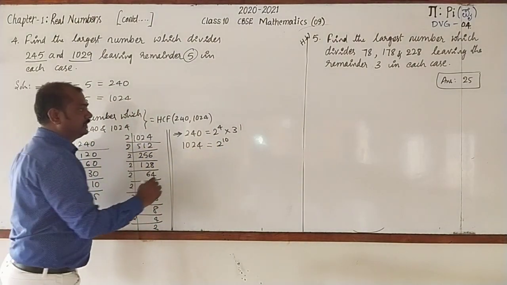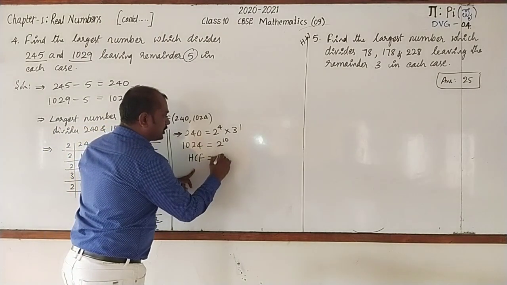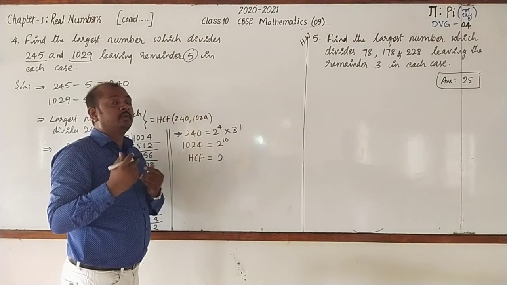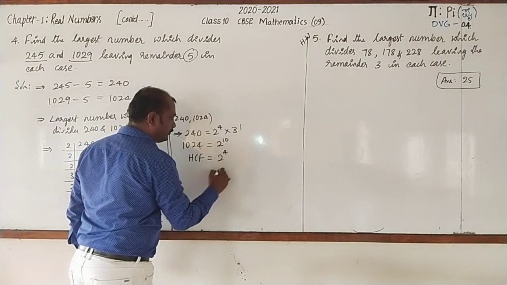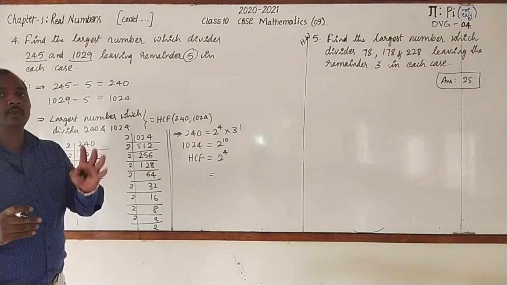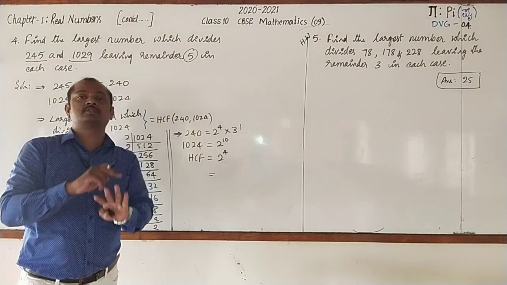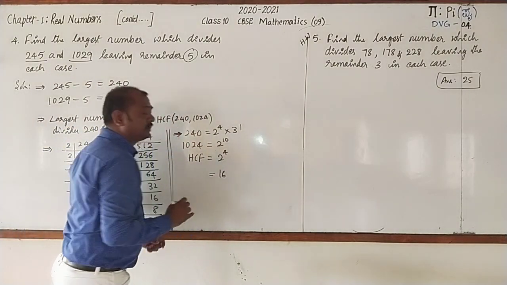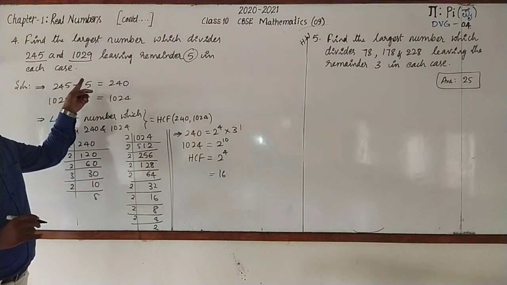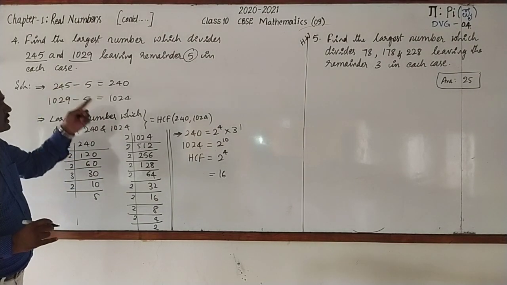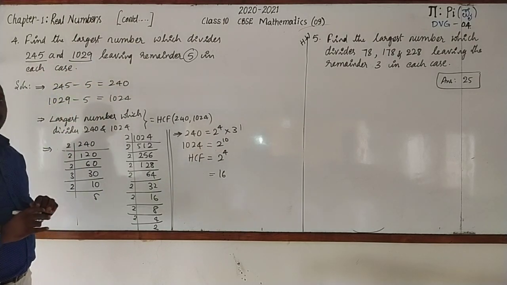We want the HCF. HCF is equal to, now the common factor is 2. Whether should we take the least power or the highest power? Least power. The least power is 4. What is 2 raised to the power 4? 2 into 2 into 2 into 2. 2 2s are 4, 4 2s are 8, 8 2s are 16. So 16 is the largest number which divides these two numbers, leaving the remainder 5.